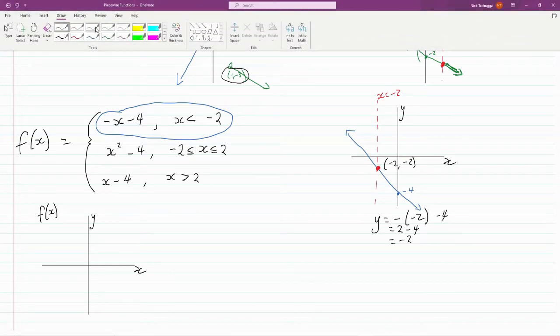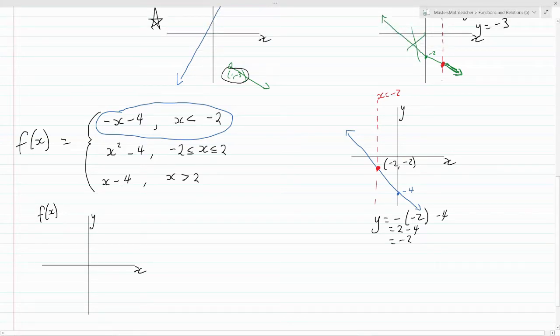Grab out my blue, and I'm looking for x less than -2. So all this bit doesn't matter. All the bottom bit there doesn't matter. So when I graph this, I'm going to grab my point at -2, -2, and I'm going to go like that. Okay, and noting that this actually should be a hollow dot because of course we're looking at just less than, not less than or equal to.